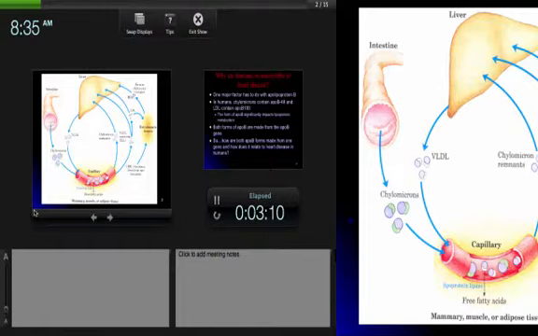Again, they did this a few years ago, and they had men and women in the study. The first readings that they took were at 82.